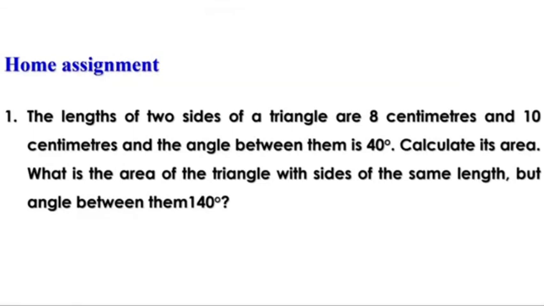Solve this question similar to the previous question. Previous question is a similar one. First you have to find the area of a triangle having sides 8 and 10 and angle between them is 40. Next, calculate its area. What is the area of the triangle with sides of the same length but the angle between them is 140? Similar to previous question. Solve this.